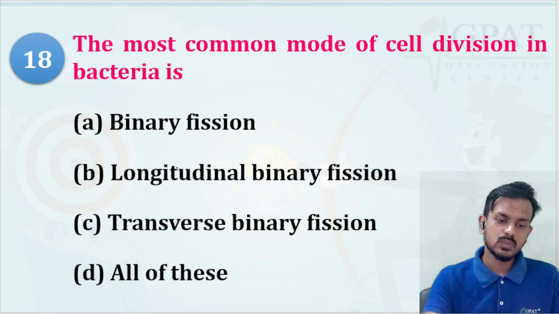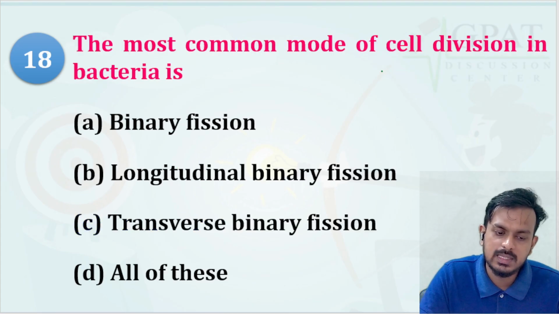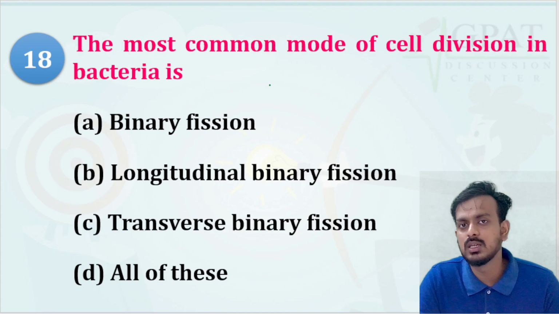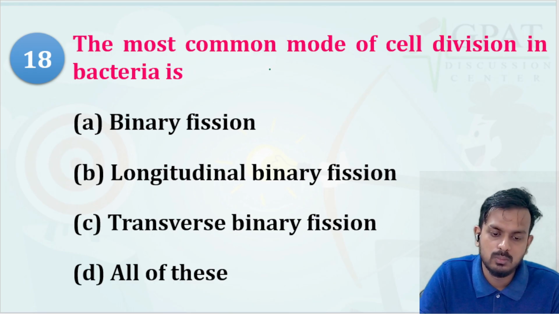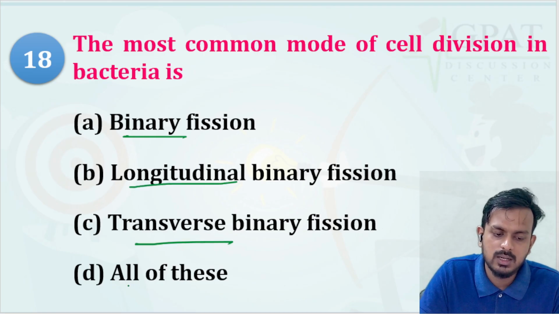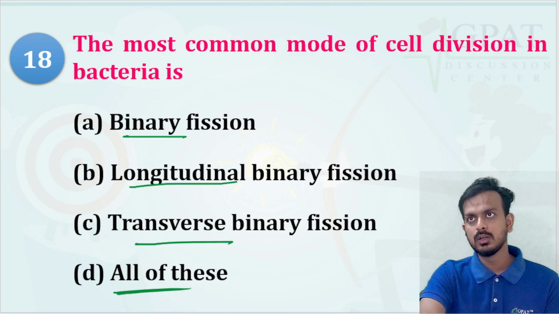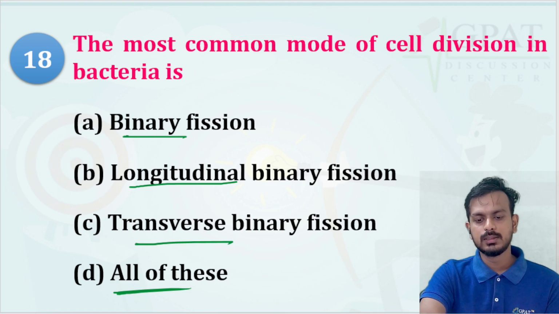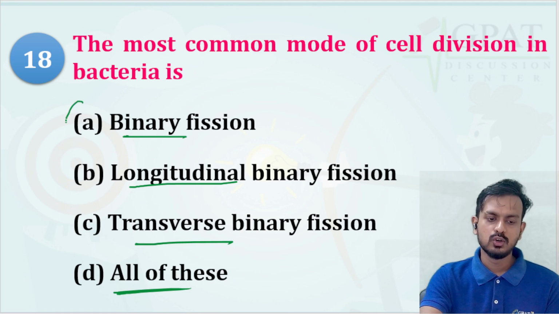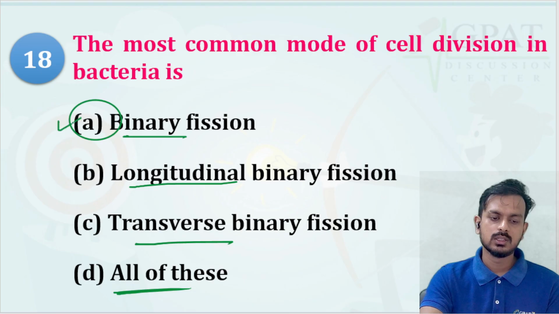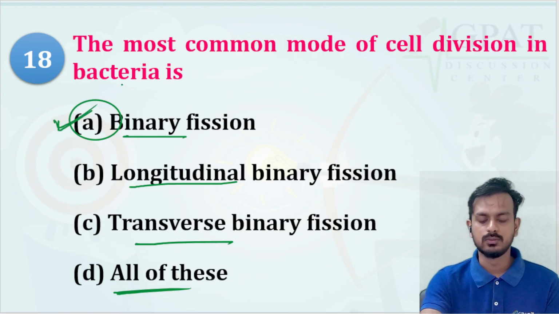Next question. The most common mode of cell division of bacteria is? Very easy question. You can answer. The most common mode of cell division of bacteria is binary fission, longitudinal binary fission, transverse binary fission, or all of it. Yes, answer this question. The most common mode of cell division in bacteria is binary fission. The correct answer is binary fission.